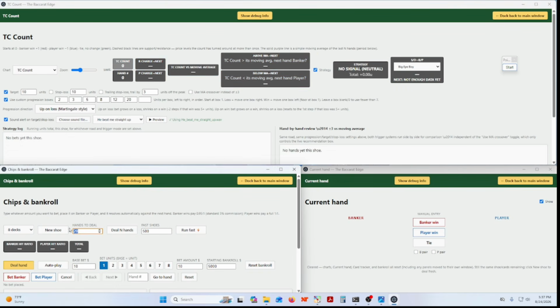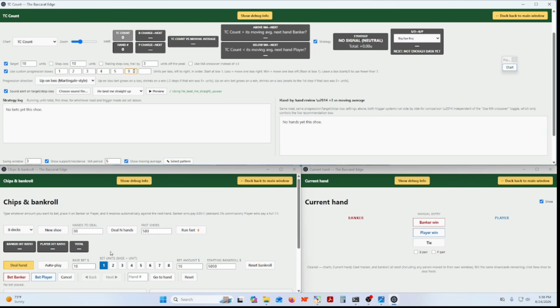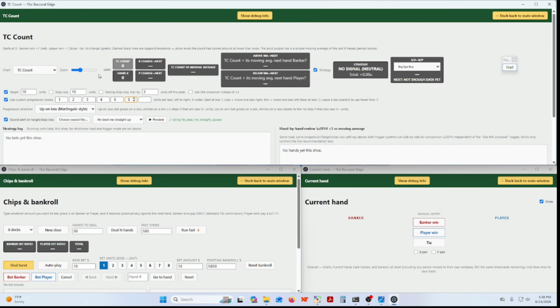Let's hit a reset and let's look at how it did over 80 hands altogether with this money management. And I'm gonna go a little conservative on y'all. 1, 2, 3, 4, 5, 0. Okay. Now let's look at 80 hands total and see how each one did, starting with the TC count.